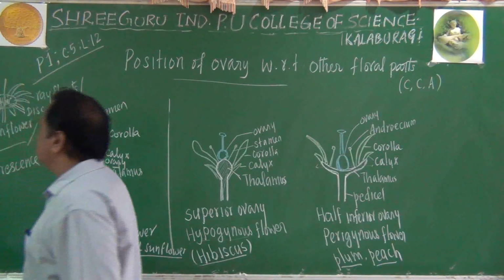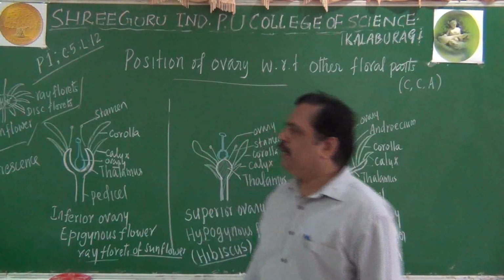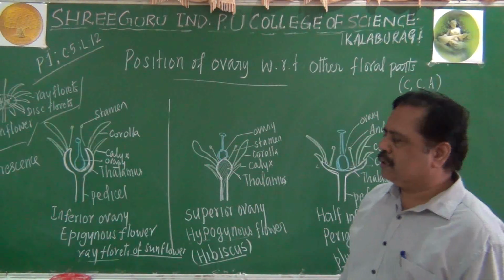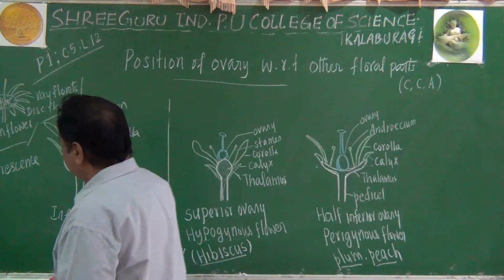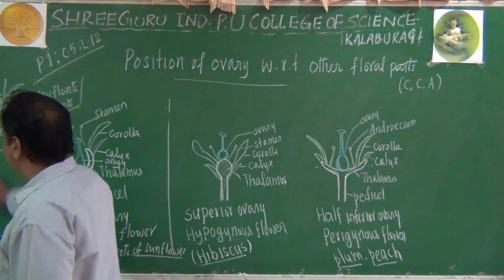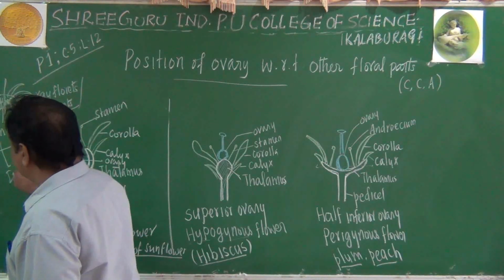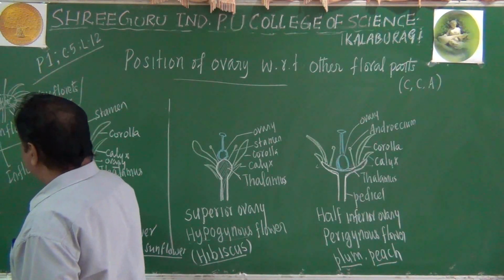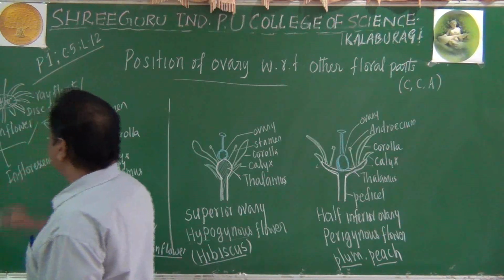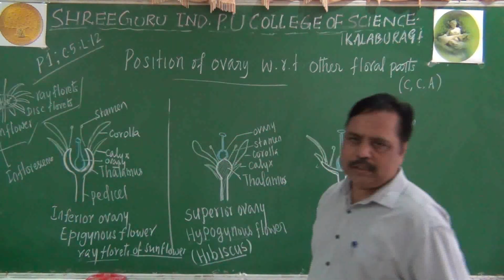It is not a type of flower. It is a type of inflorescence. Remember this point. Sunflower is a type of inflorescence. It is not a flower, it is an inflorescence.